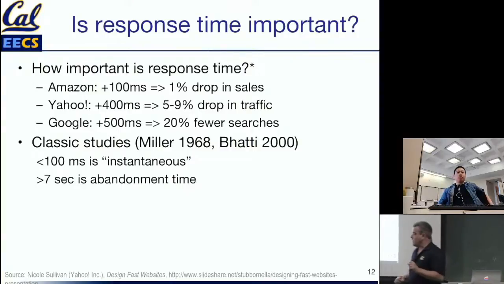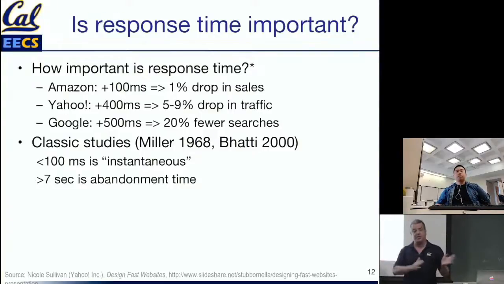And if it's greater than 7 seconds, that's when people's attention starts to wander. That's when you're in danger of losing them. Or if you have a competitor site, that's where you're in danger of having them click over to your competitor site. That's called the abandonment time.